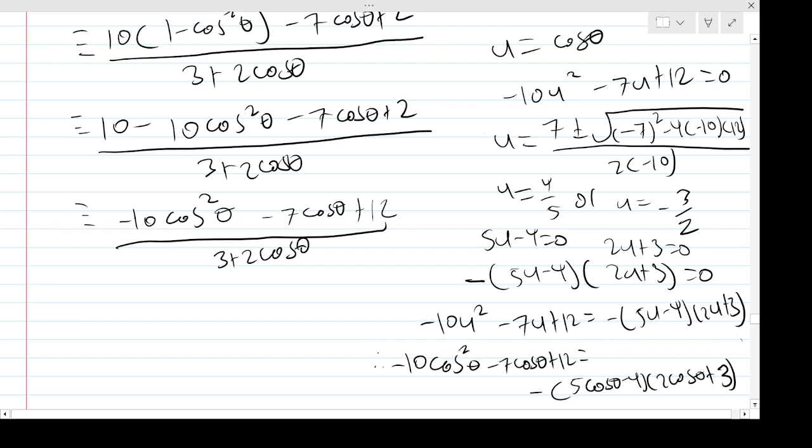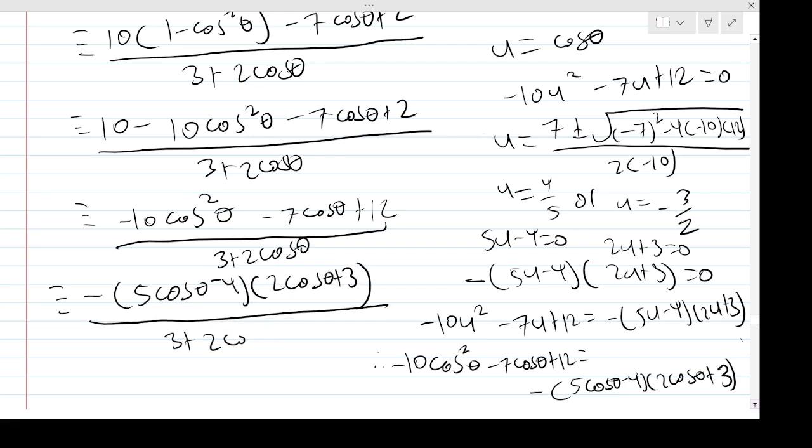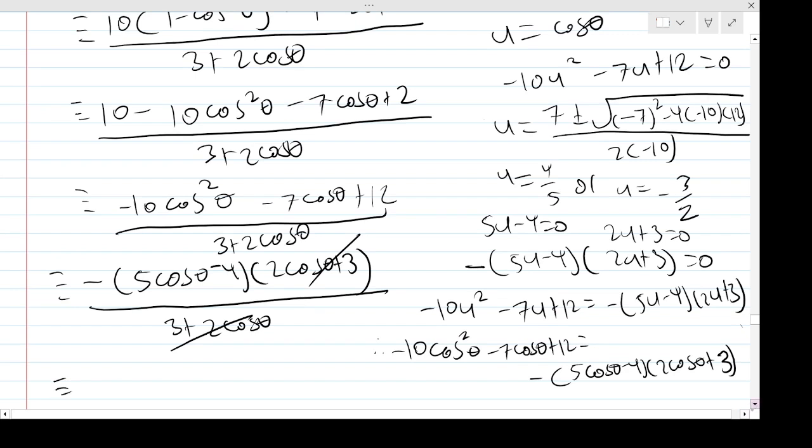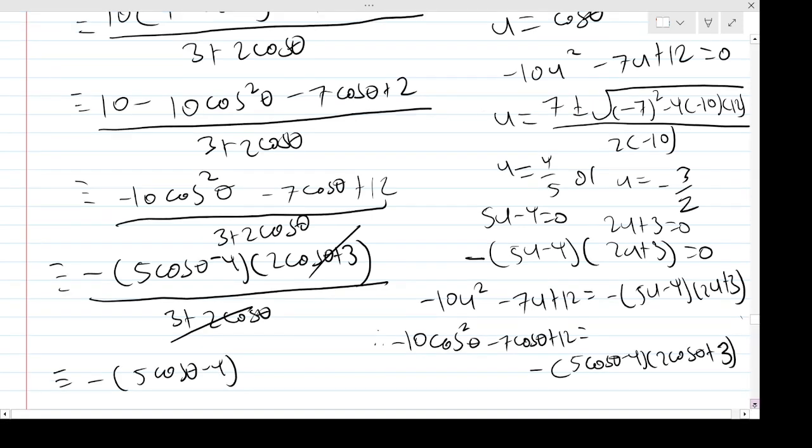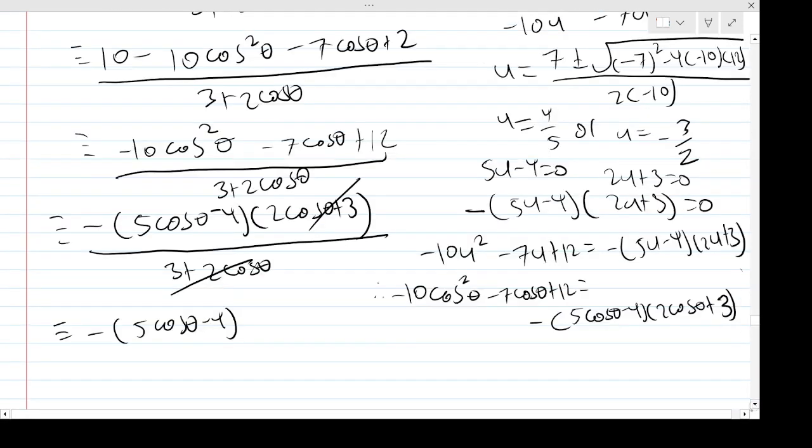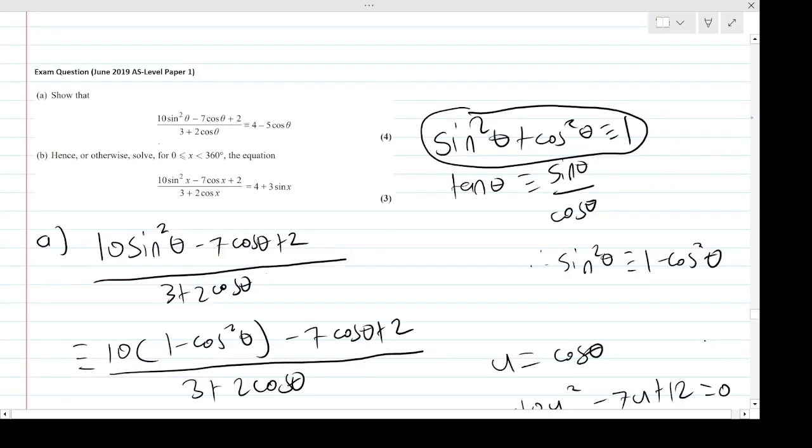So if we substitute that in, this is the same as minus of 5 cos theta minus 4 of 2 cos theta add 3, all over 3 add 2 cos theta. Well, hang on a minute: 2 cos theta add 3. These two are the same, the top and the bottom factor there. You can cancel that out, and we're left with just minus 5 cos theta minus 4. And if we expanded that out by timesing it by negative, we would get 4 minus 5 cos theta. Well, hang on, there we are. We got what we wanted, got to the other side. So we're showing that.